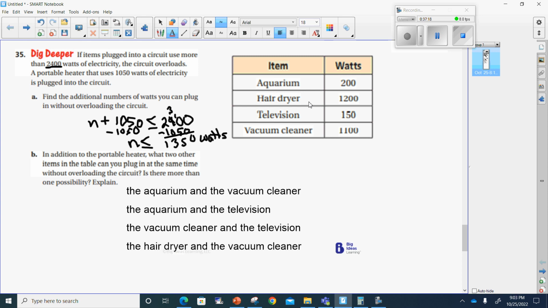Okay. Let's see. The vacuum cleaner, the hair dryer. Yep, that adds up to exactly the amount. The vacuum cleaner, the television, the aquarium, and the television. Okay. And of course, the aquarium and the vacuum cleaner. All those will be numbers that are less than or equal to 1,350.